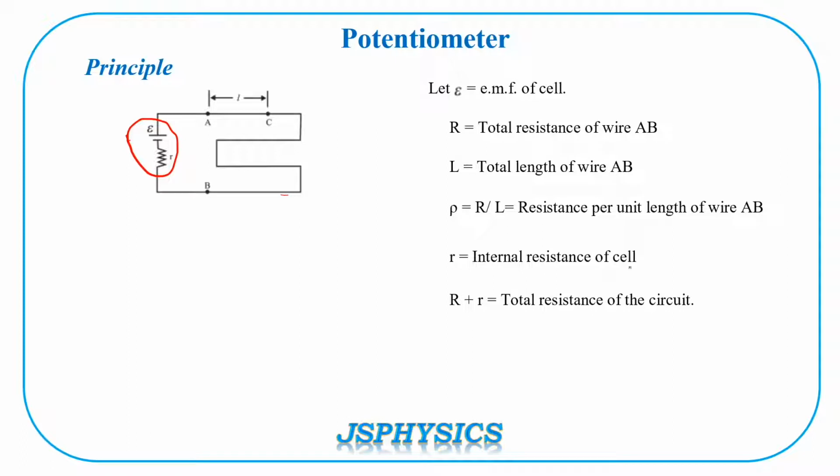Small r is the internal resistance of the cell, and R plus r is the total resistance of the circuit, because the total resistance of the wire is big R and the internal resistance is small r. Now if we find the total current inside the circuit, we can apply Ohm's law. The total EMF applied E is equal to total current I into total resistance, that is R plus r in this case. So I is equal to E upon R plus r. That will be the current passing through wire AB of length L.